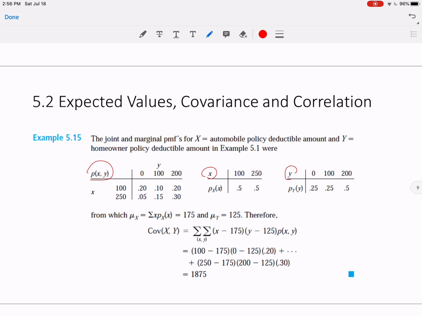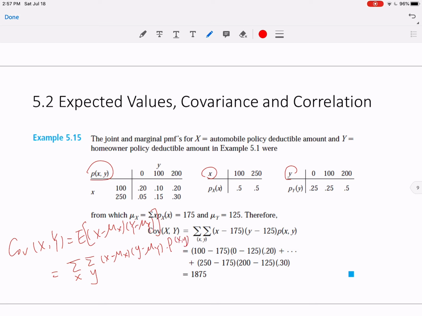Since in this case X and Y are discrete, we want to apply the formula: the covariance of X and Y is equal to the expected value of (X minus mu sub X) times (Y minus mu sub Y). That would be the summation over X, summation over Y, of (X minus mu sub X) times (Y minus mu sub Y) times the joint PMF of X and Y. That's the formula we want to apply here.